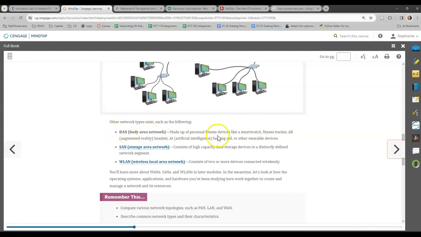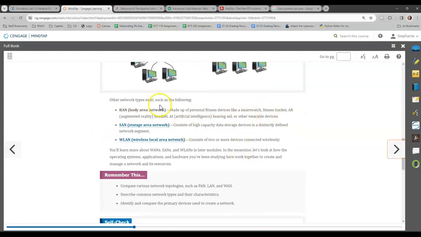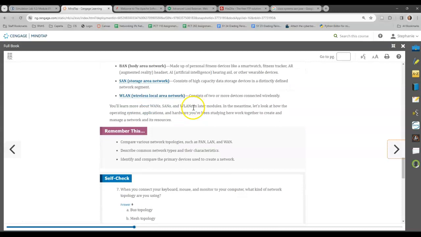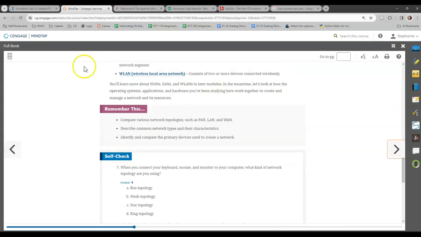We've got body area network, our personal fitness devices, and that's kind of what I was talking about. I really call that a PAN. But storage area network, at one point I had a whole class on this. It was a great class. I love teaching it. We talk about setting up a storage area network and the devices that you need for that, and just backing up that information. And then we get the wireless area network, which is just two or more devices connected wirelessly.